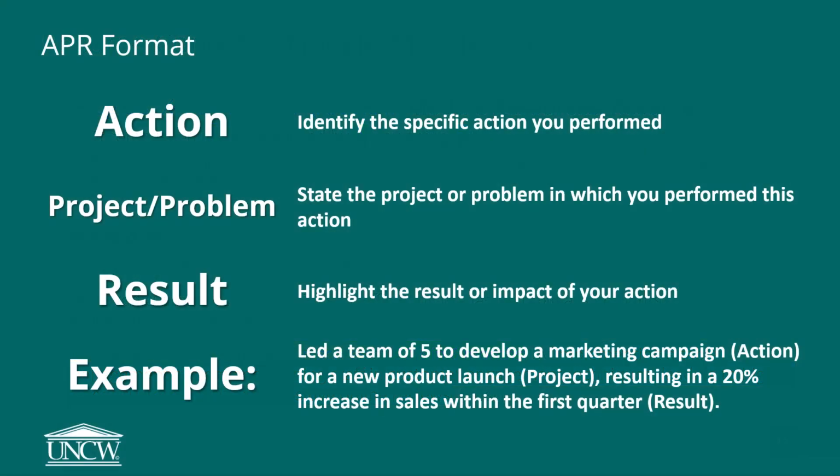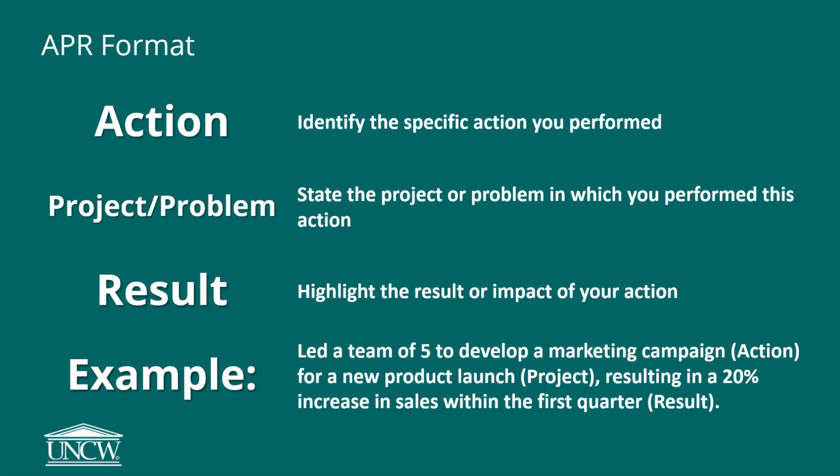The APR format, again, not that different. In this case, we're going to identify our action, which is the thing that we did. The context of the bullet, which is the project or the problem. So we're going to state that for which we performed this action. And then, of course, ultimately and always, we have the why or the results. So we're going to highlight the result of our actions.